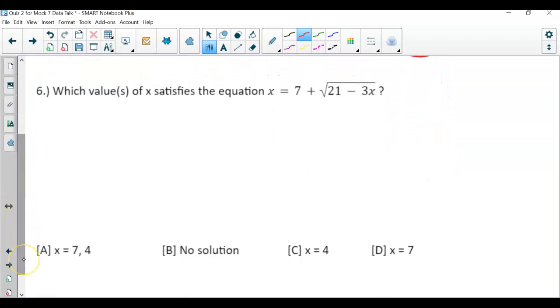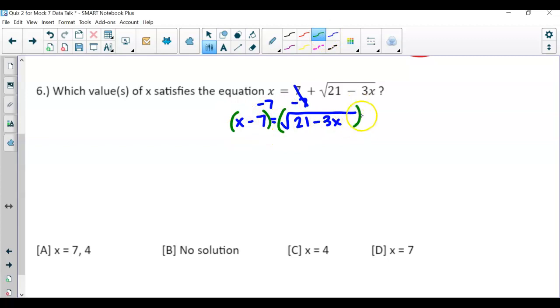Then question number 6. We are solving this radical equation, but before you can square or get rid of the radical, notice how you're adding 7. So we need to subtract 7 to get the radical by itself. Now we've got here x minus 7 is equal to the square root of 21 minus 3x. Now we can square both sides because the radical is by itself.